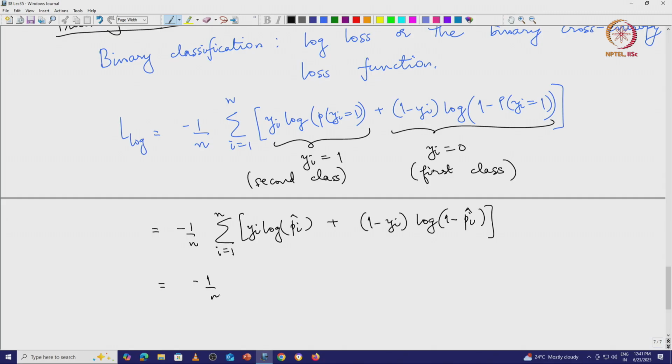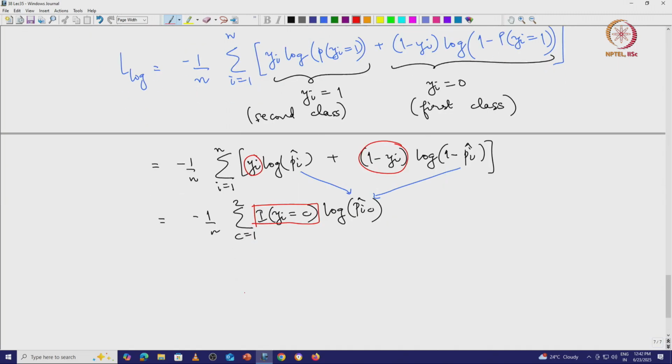So, that is minus 1 over n, sum c going from 1 to 2, the indicator function of yi being equal to the class that we are considering times the log of the probability of that particular class, right. So, if you look carefully, this term is this term here, and then the yi here, and 1 minus yi, they are basically the indicator functions, whether you are belonging to a particular class or not.